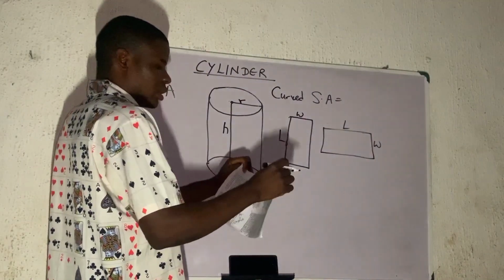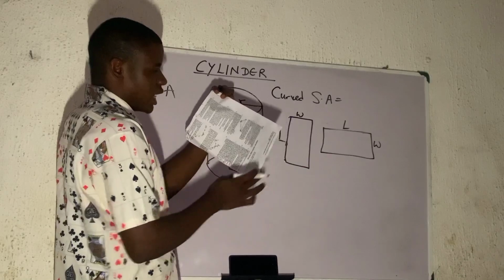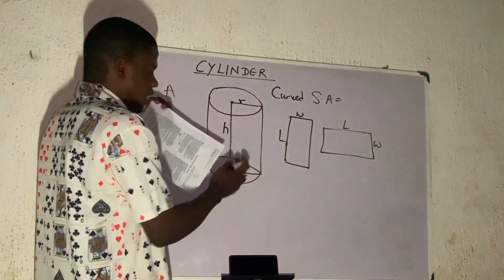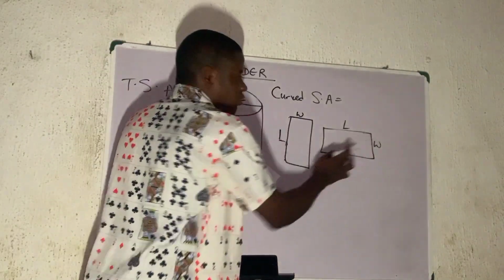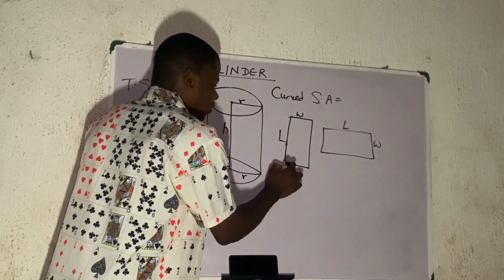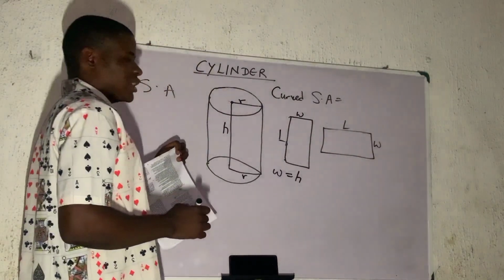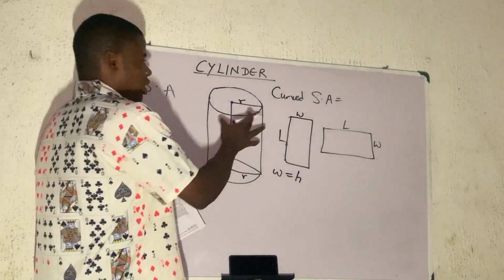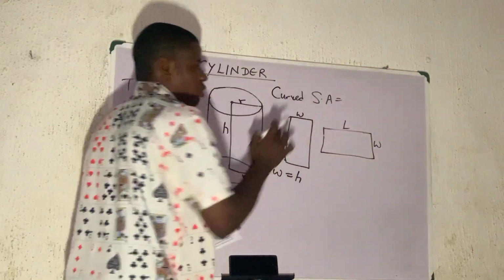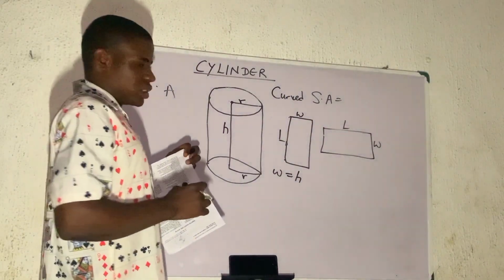Now, from here to here, which is the height of the cylinder, is what actually forms the width of the rectangle. So it means that the width of the rectangle is equal to the height of the cylinder, because the curved surface part is formed by a rectangle. Does it make sense? It should.